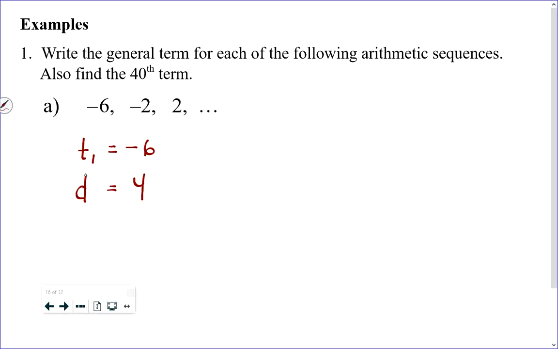I am a number line kind of guy. So when I look at negative 6 on a number line, and then I look at negative 2 on a number line, I can see that I have to go to the right 4 to get to negative 2. And from negative 2 to positive 2, I have to add 4. If you're not that kind of person, then take a term and subtract the term before it. But are we in agreement on these two numbers?